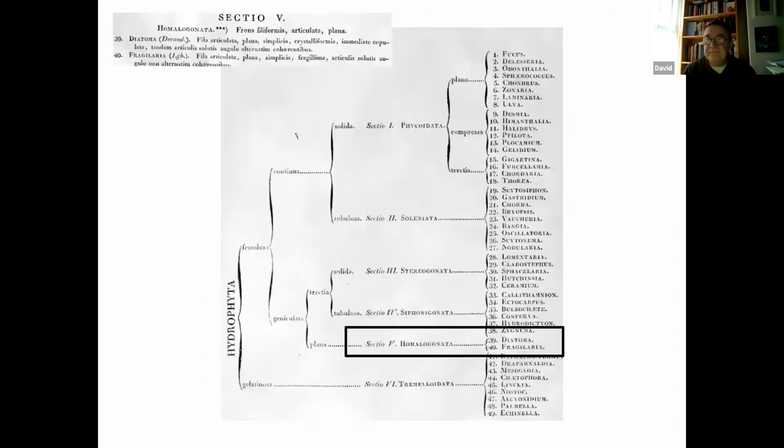What's really interesting, and Lyngbye did a really nice job on it, was to have another look in what he's got in his book. And here is the little bit that he wrote, putting the classification at the beginning. He used this word in his section 5, Homogonata, which is basically the diatoms. He had two genera, Diatoma and Fragilaria. He puts the two in the same group, of course, and he relates those next door to a group of brown algae. Now, that to me is really interesting.